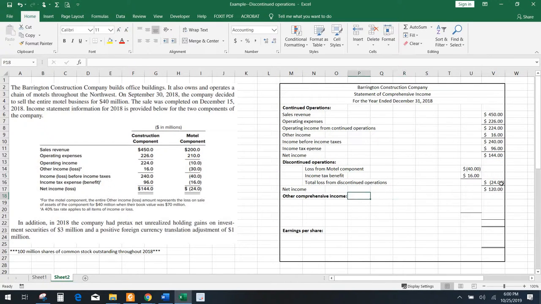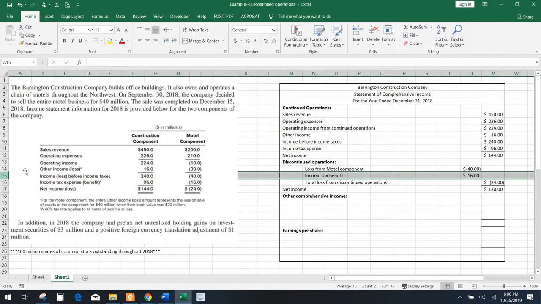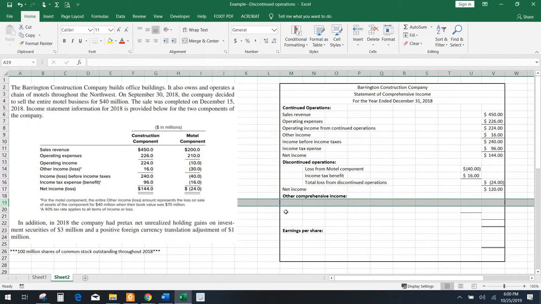All right. Now the other comprehensive income is a little bit different, whereas this in the discontinued operations part had a specific line to calculate the tax benefit. In the other comprehensive income, the income tax is included in each of the line items. So you actually have to take the value and then calculate the tax and then write the value in here.